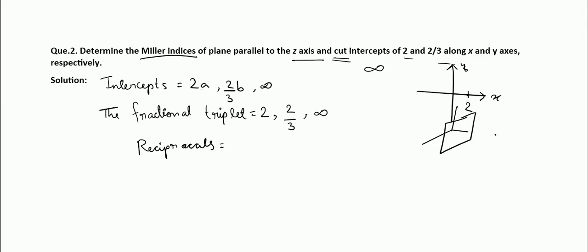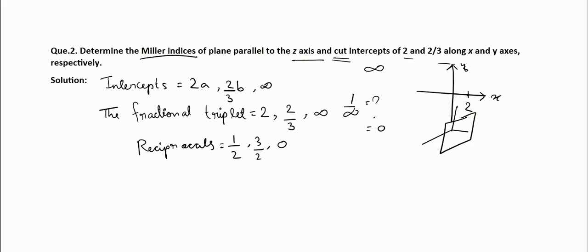What is the reciprocal of 2? It's 1 by 2. And for 2 by 3, the reciprocal is 3 by 2. And what is the reciprocal of infinity? What is 1 by infinity? Well, 1 by infinity is 0, right? So we will write 0.